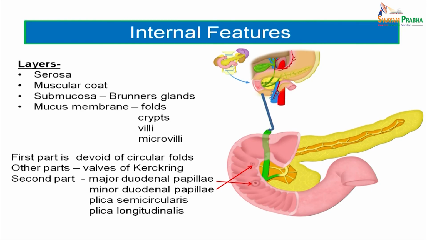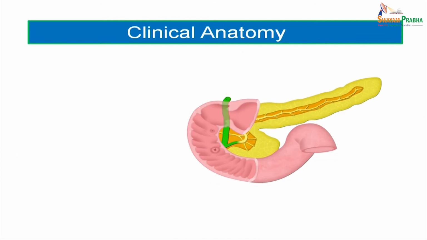So, this was about the features of the duodenum which we find on the interior aspect. The first part is devoid of the circular folds, the second part has the opening of the major duodenal papillae, can have the opening of a minor duodenal papillae, and the other minor features like the plica semicircularis and the plica longitudinalis. So, with this we will move on to the clinical anatomy.